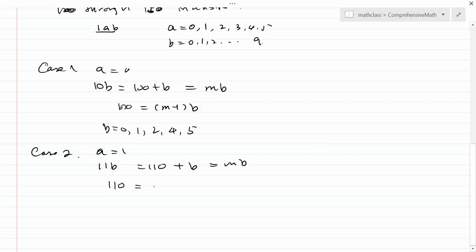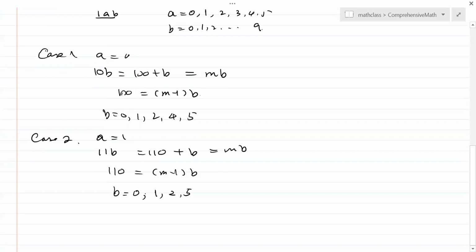Okay, so you see, take a look. 110 equals (n minus 1)B. Then clearly 110 is divisible by... 0 is okay. When B is 0, n is 1. So B equals 0 is always okay. B can be 1, and 2 definitely, but it cannot be divided by 4, cannot by 3, so it's 5. 5 is okay, so you get this.